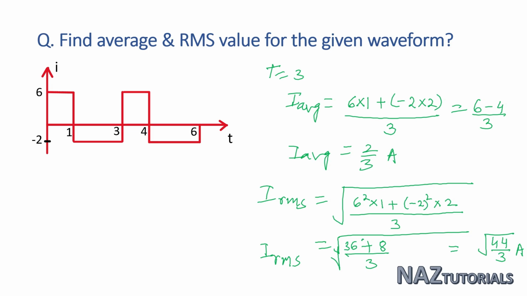These are the different waveform shapes, taking square and rectangular wave shape forms. So calculate the average and RMS value by this concept.